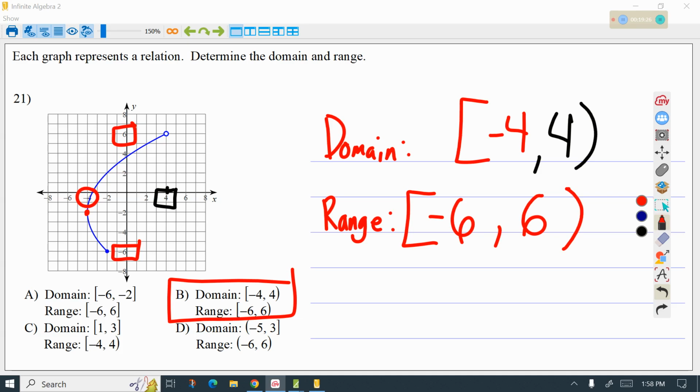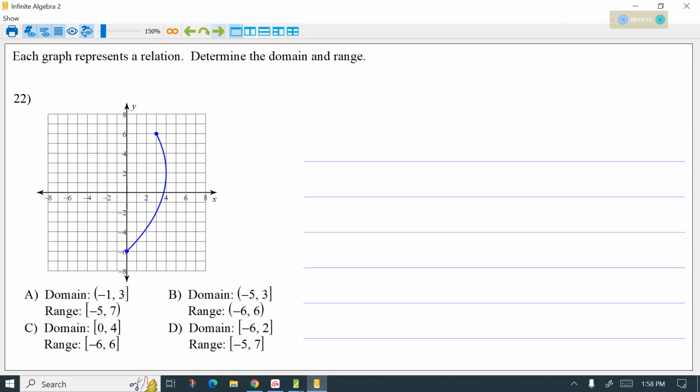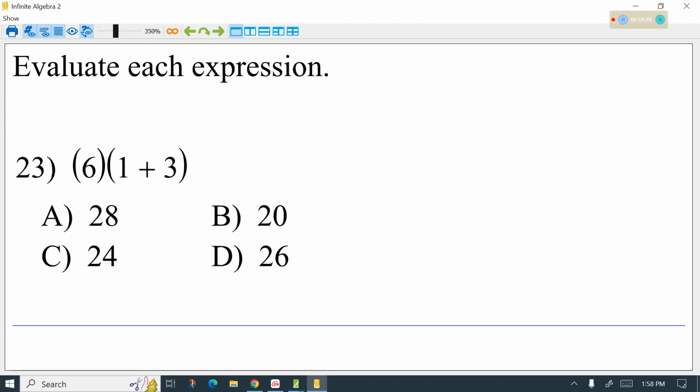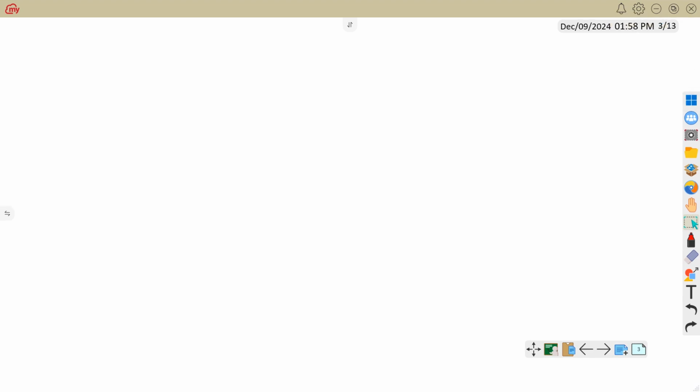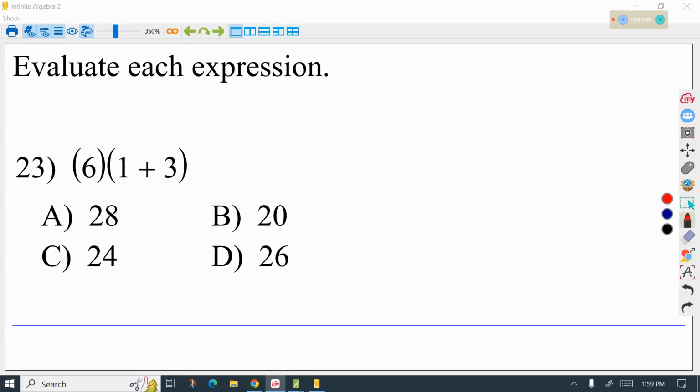Okay? So 22 I'll probably leave as an exercise for you guys. You do have the answer, so you can work on that one on your own. Okay? And now we get to 23 with something pretty simple. So this was me trying to take some of the Unit 0 ideas and test you guys on them.